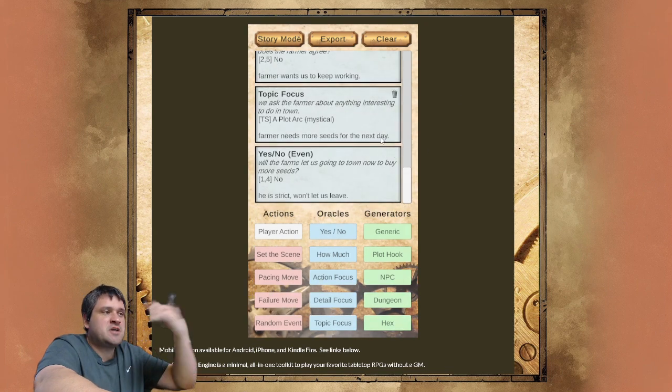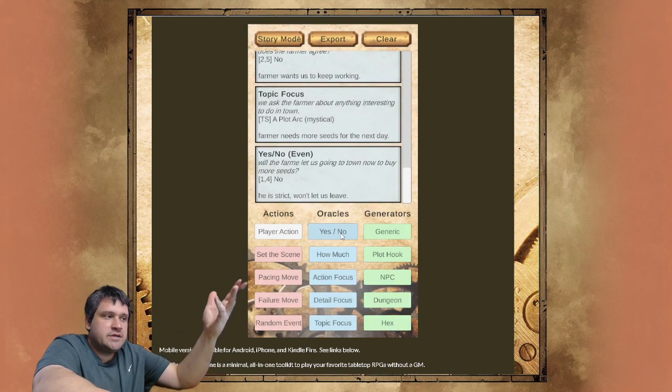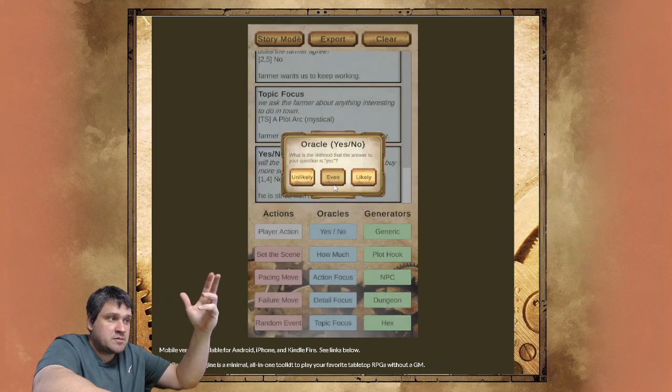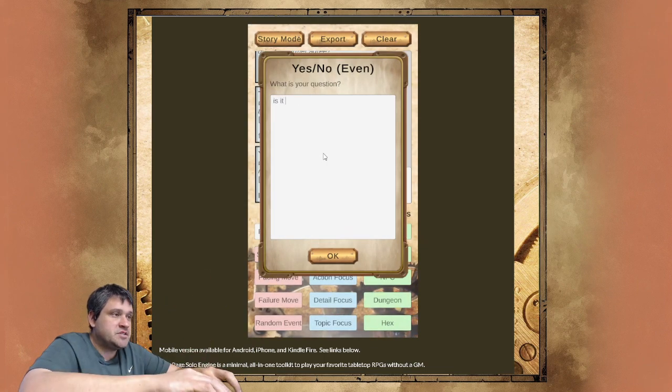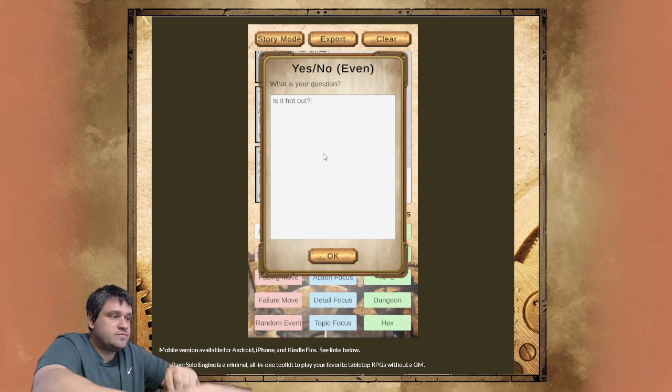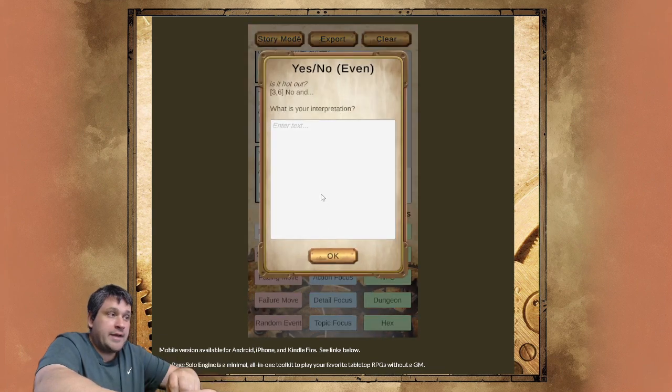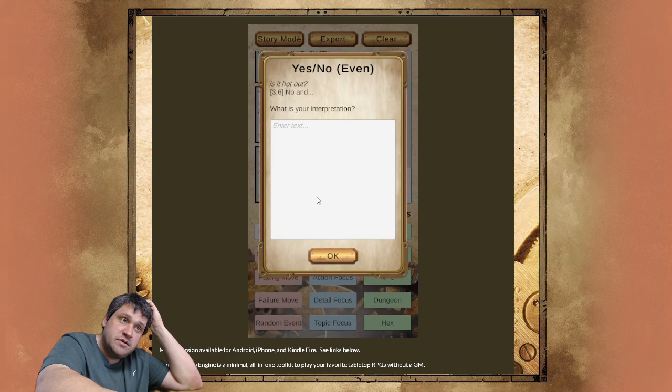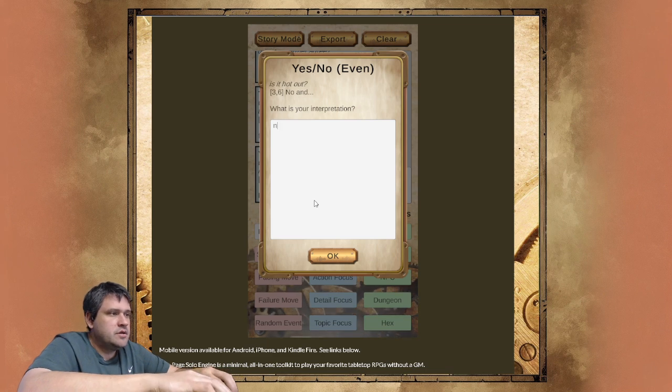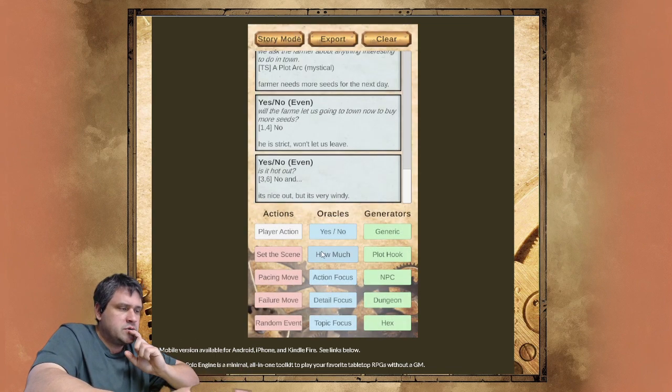Okay, so we have this unbearable smell. We're working outside. It's really hot out. Is it summer? Is it hot out? No, and it's windy. So it's mild, it's nice out, but it's very windy. Oh, if it's windy, interesting. That actually might be a little twist coming up here.